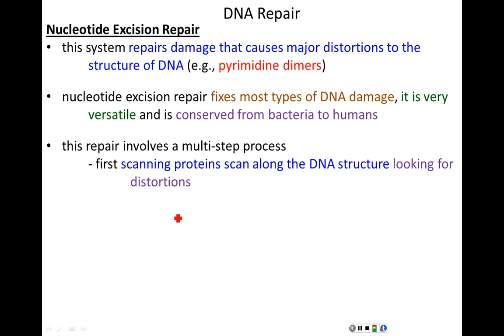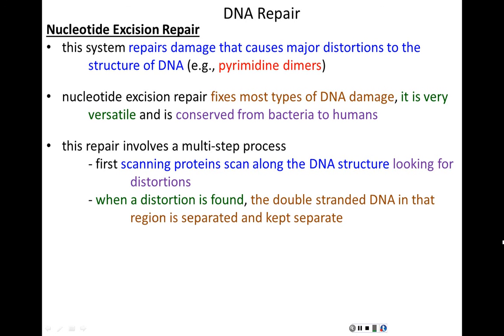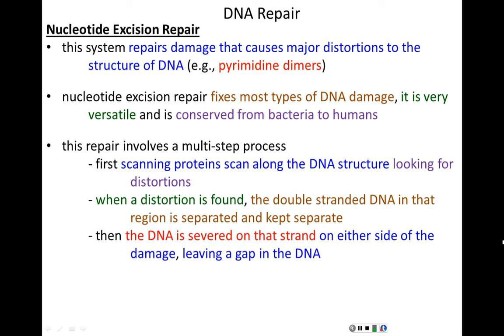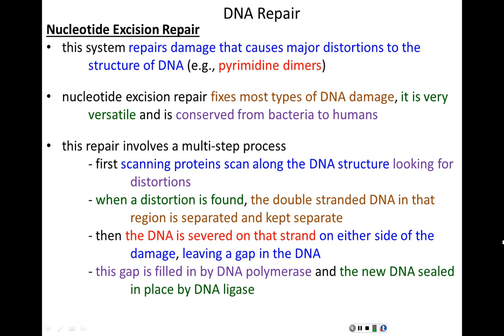Like all other repair systems, it starts with scanning proteins, which feel along the DNA structure, looking for distortions. When a distortion is found, the double-stranded DNA in that region is pulled apart, turned into single-stranded DNA, and kept apart so that the two DNA strands can't go back together. Then, on either side of this open single-stranded region, the DNA backbone is cut, snip, snip. That removes the entire piece of that strand that contained the mutation.